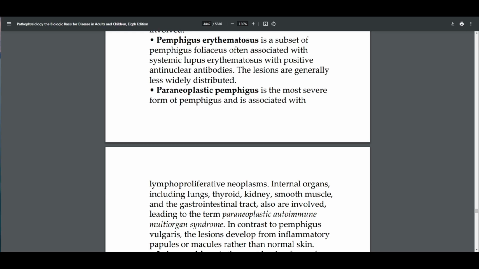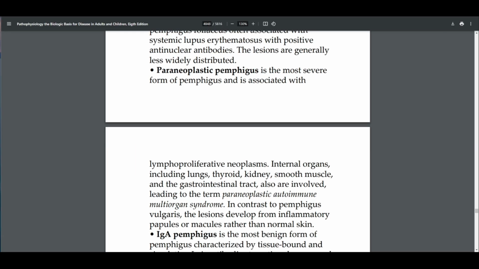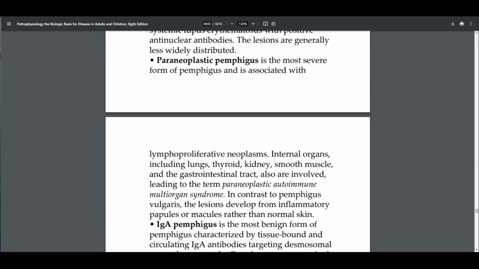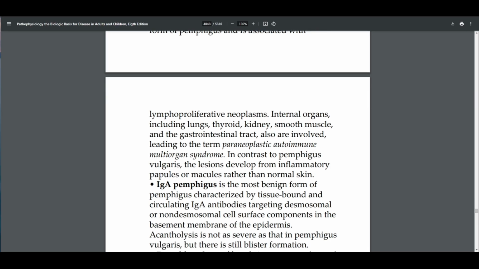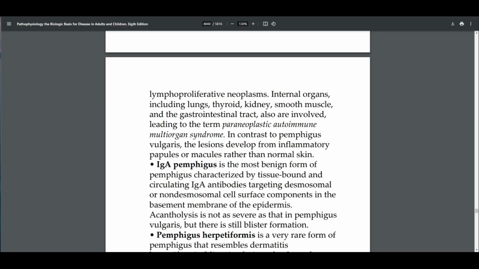Paraneoplastic pemphigus is the most severe form of pemphigus and is associated with a lymphoproliferative neoplasm. Internal organs, including the lungs, thyroid, kidney, smooth muscle, and gastrointestinal tract are involved, leading to the term paraneoplastic autoimmune multi-organ syndrome. In contrast to pemphigus vulgaris, the lesions develop from inflammatory papules or macules rather than normal skin.